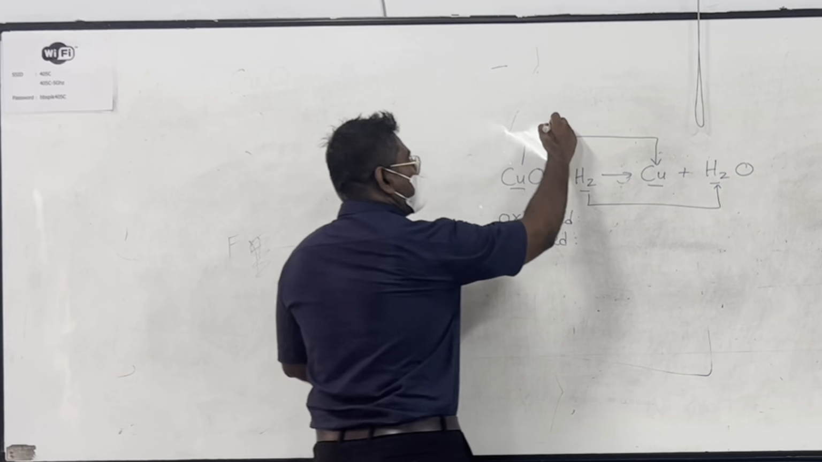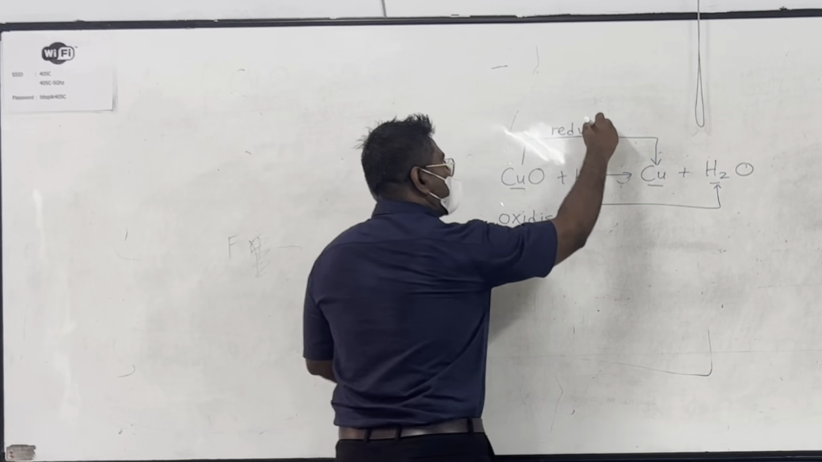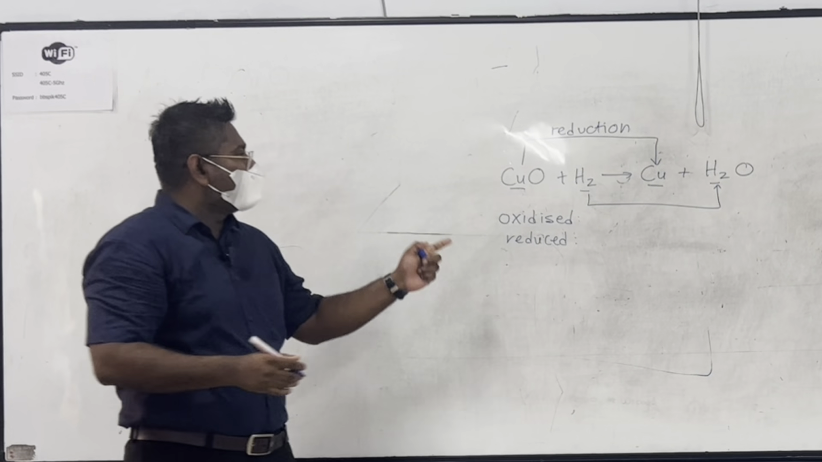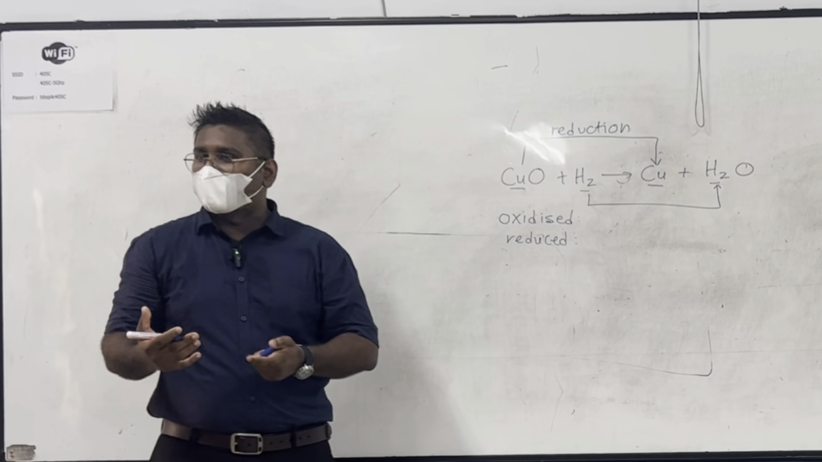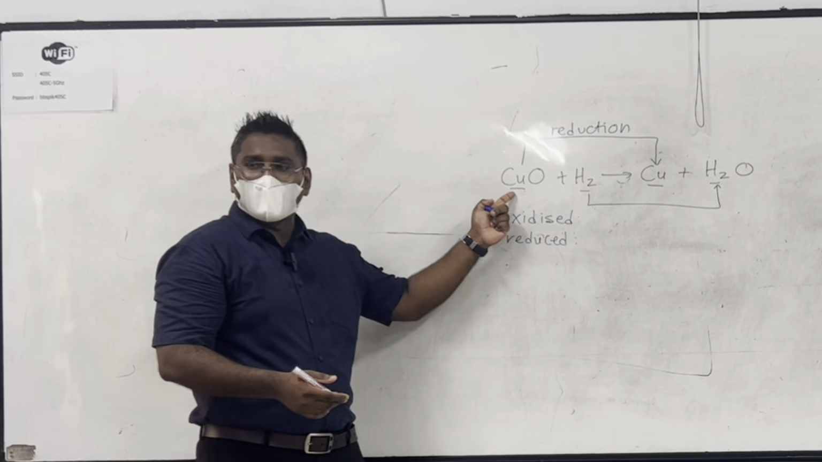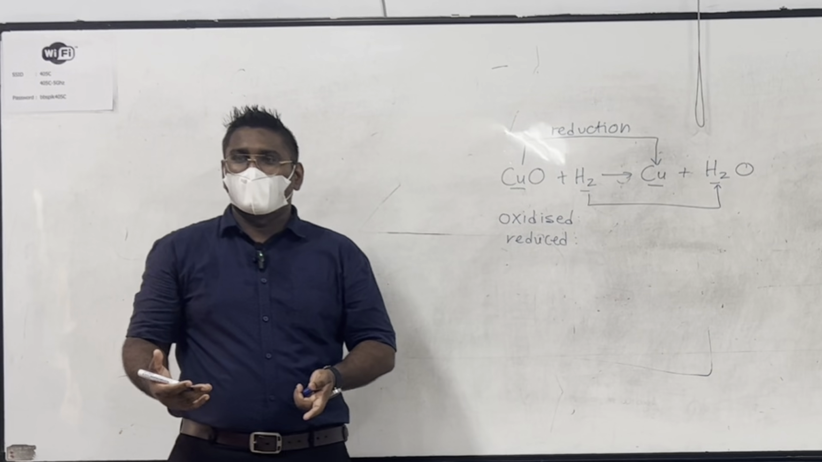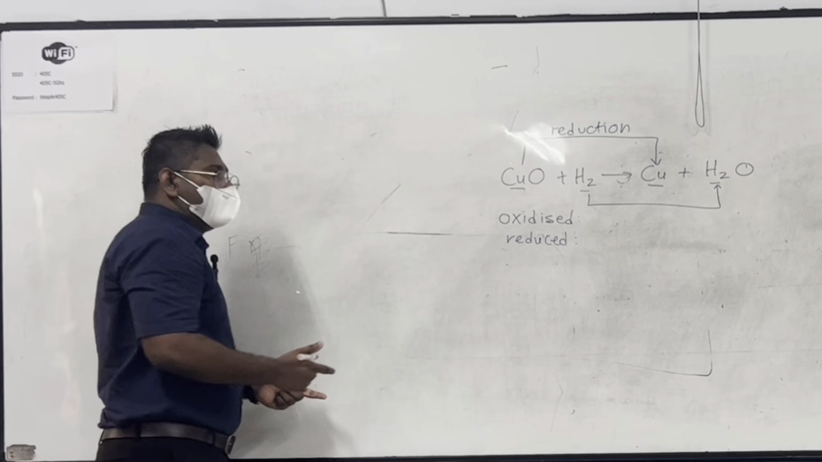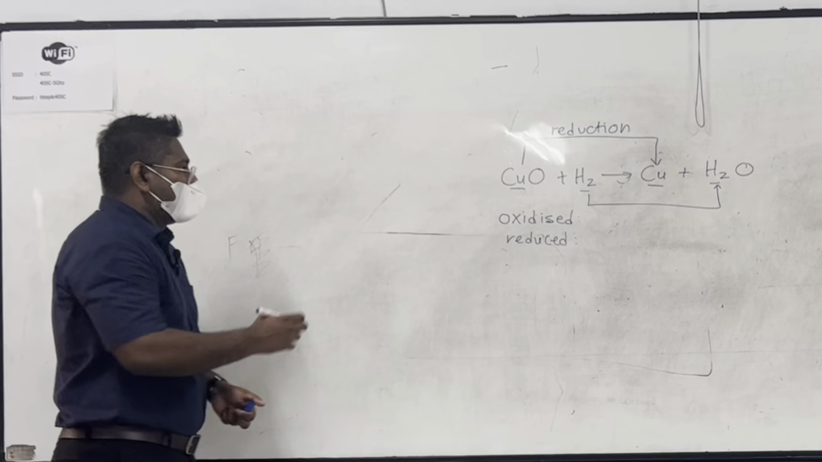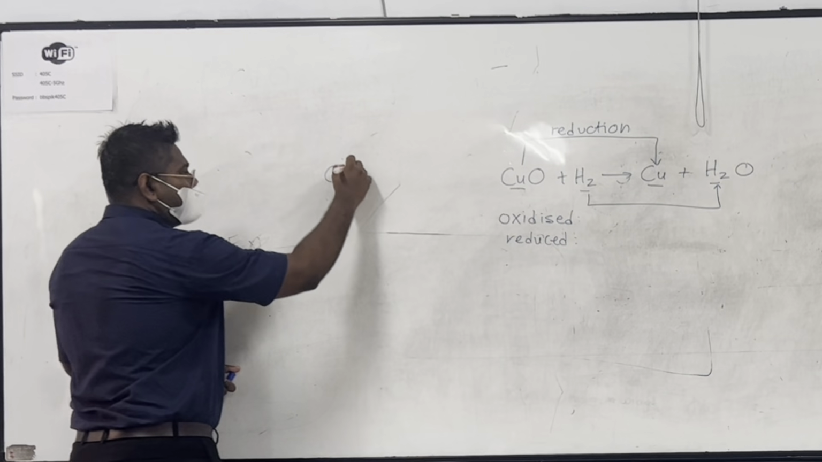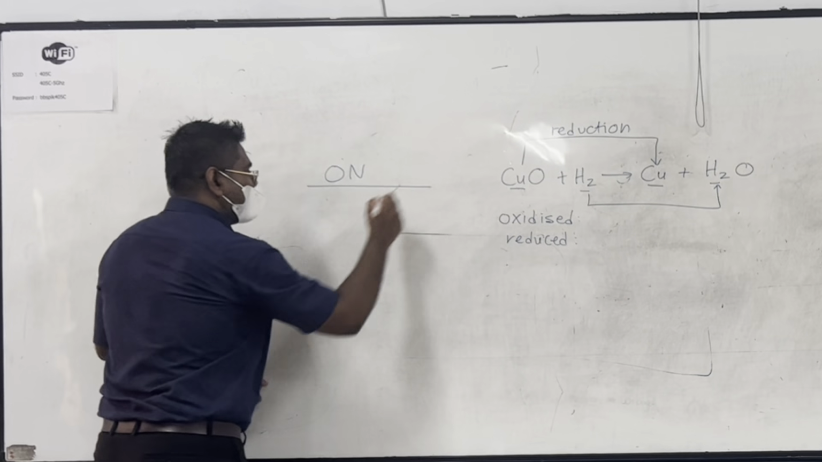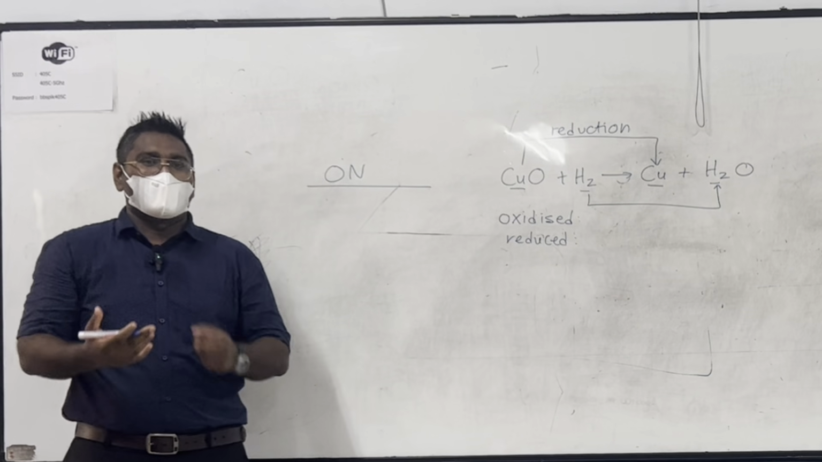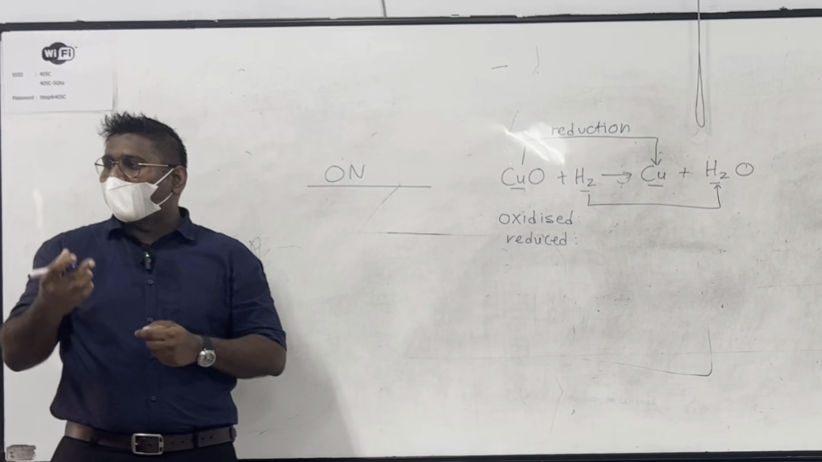So this is reduction. But if I want to actually look at it in form of oxidation number, how do I look at it? What is the oxidation number of copper over here? So how to find? I told you that when it comes to oxidation number, there are certain criteria, certain guidelines that we need to follow. So what are those guidelines?